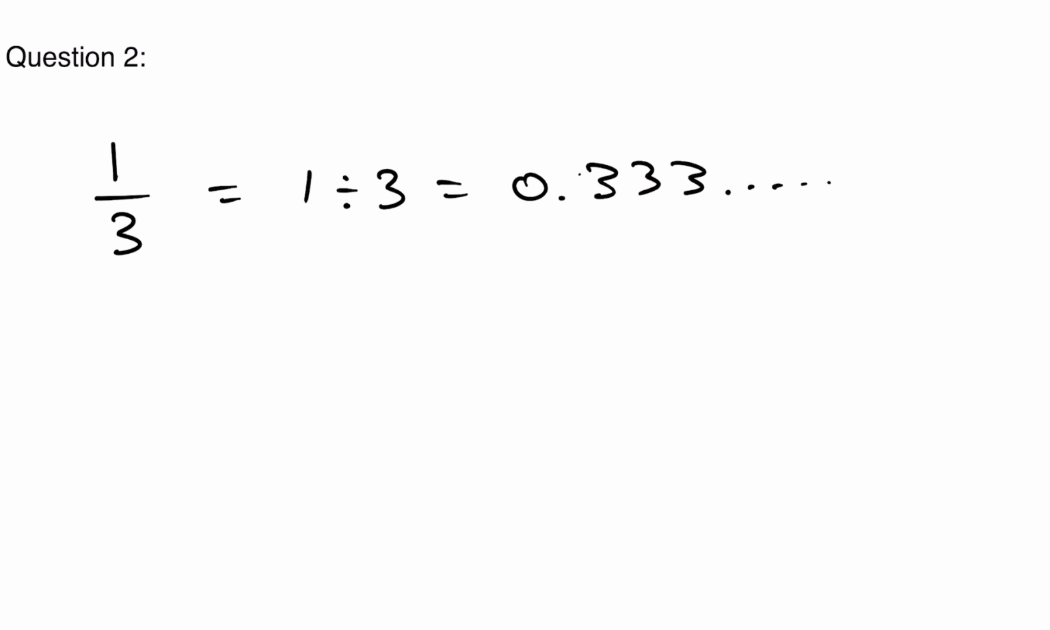0.333 repeating. And so we symbolize this as 1 over 3 is equal to 0.3 repeating, and the repeating sign is a line over top of the 3. So that tells the readers that the 3 is repeating.